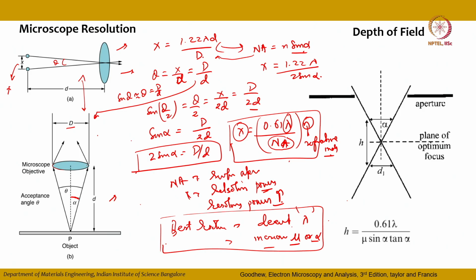Okay, so for your light, lambda for green light is around 400 nanometers, and if you use oil immersion, mu will be higher, and sin alpha should be towards 1. It means alpha should be higher. Then you will get the best resolution based on lambda, NA, and the refractive index mu.